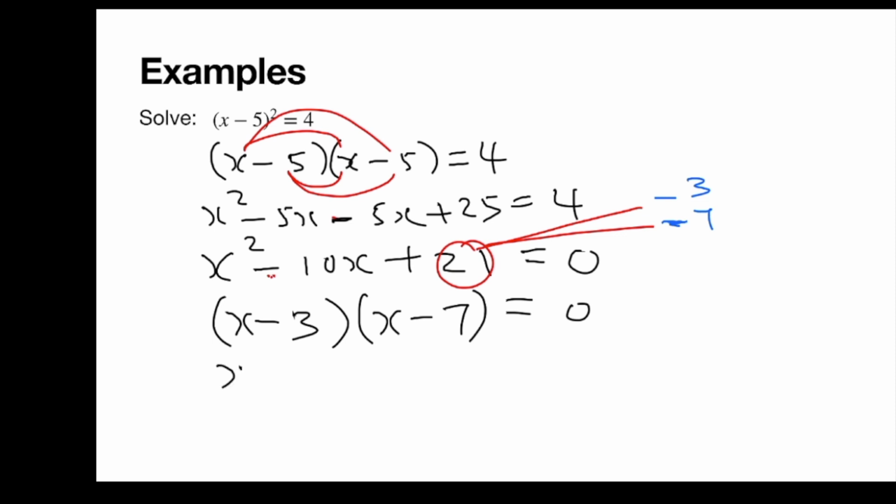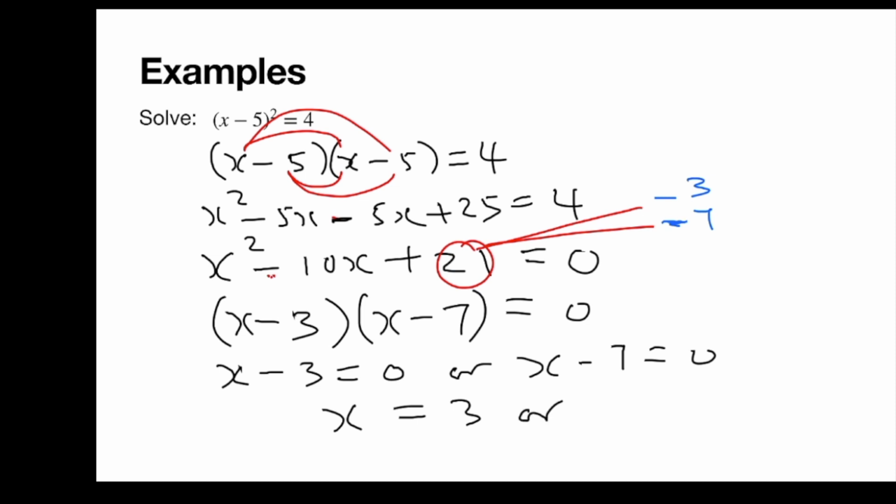And you can continue like normal. Either x minus 3 is equal to 0 or x minus 7 is equal to 0. And that will give you x is equal to 3 or x is equal to 7. I'd like you to use this method for now. We will discuss the other method later on, some other time.